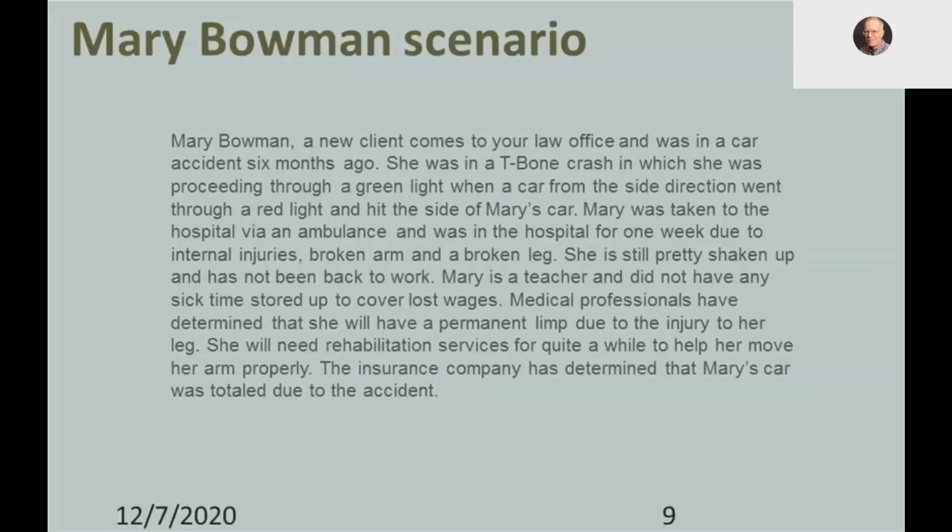Mary Bowman was in a T-bone crash, and the details do matter. She was proceeding through a green light, which of course she was supposed to proceed through a green light, but the other car went through a red light. And that sounds kind of like negligence, but we're not focusing on the negligence itself. We're focusing on damages this week. On the damages part of negligence, right? Yeah.